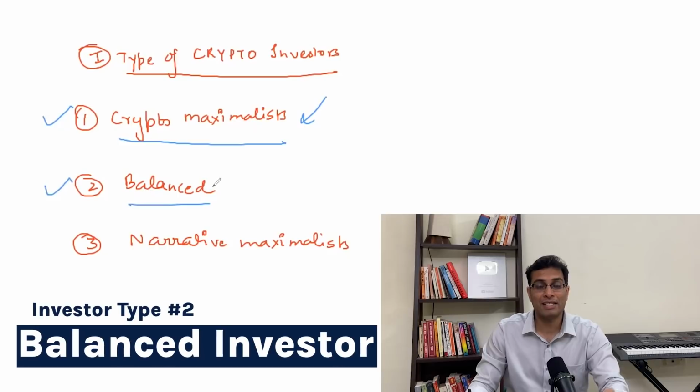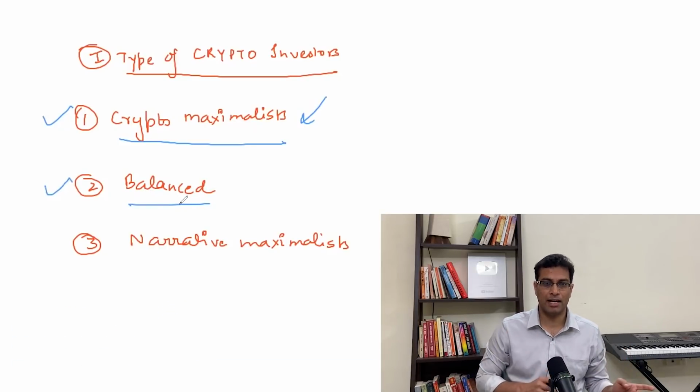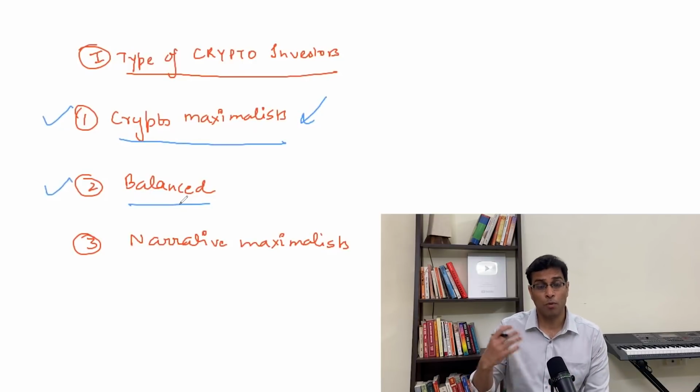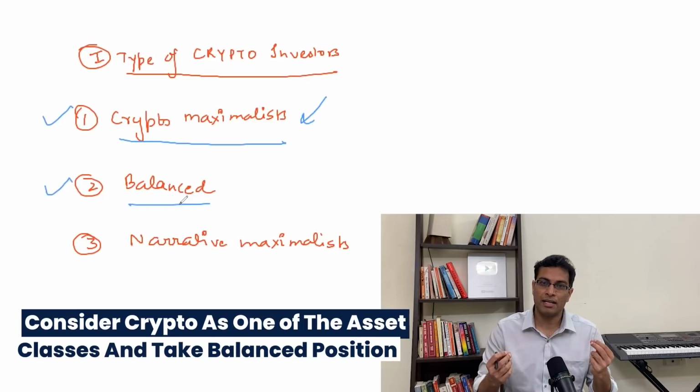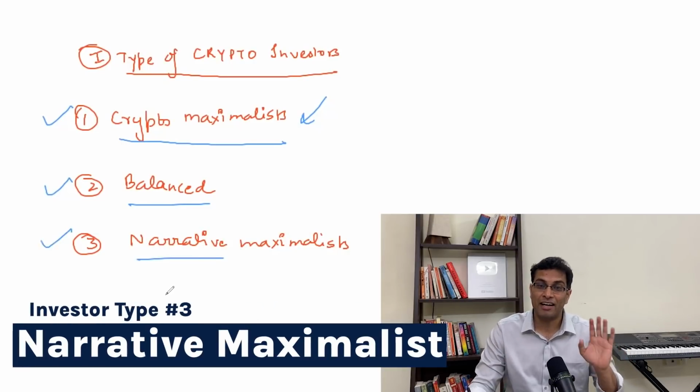Second would be more balanced investors. For example, they would consider cryptocurrency investments to be an asset class. Stocks is an asset class, bonds is an asset class, real estate is an asset class. So they would consider cryptos to be one of the asset classes and they will take some kind of balanced positioning in it. Third and finally would be narrative maximalists.